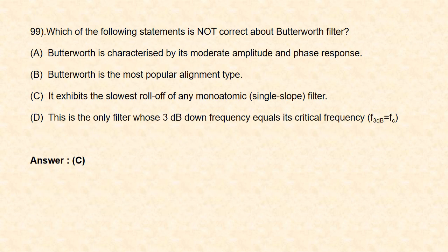Next question. Which of the following statements is not correct about Butterworth filter? First statement. Butterworth filter is characterized by its moderate amplitude and phase response. The statement is correct. As we know, Butterworth filter is the most popular alignment type. So this is also correct. It exhibits the slowest roll-off of any monotonic, that is single slope, filter. This statement is wrong. This is the only filter whose 3 decibels down frequency equals its critical frequency. So this statement is also correct. So option C is the correct answer.